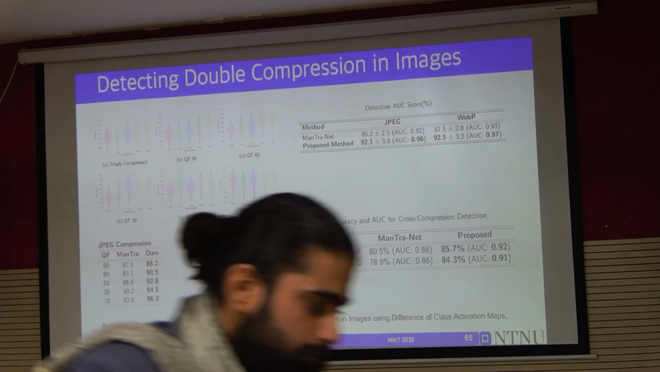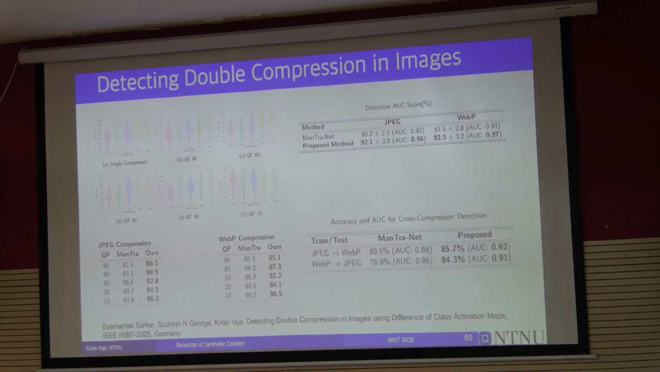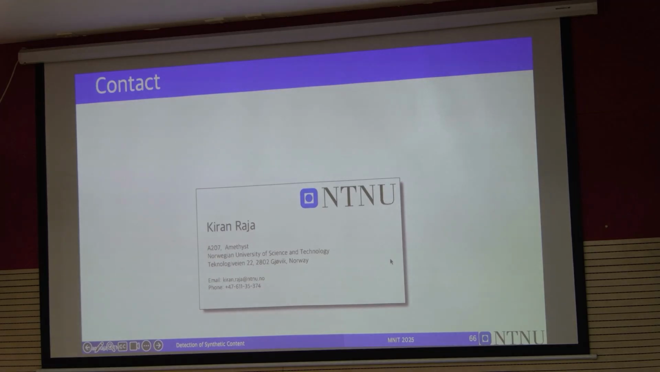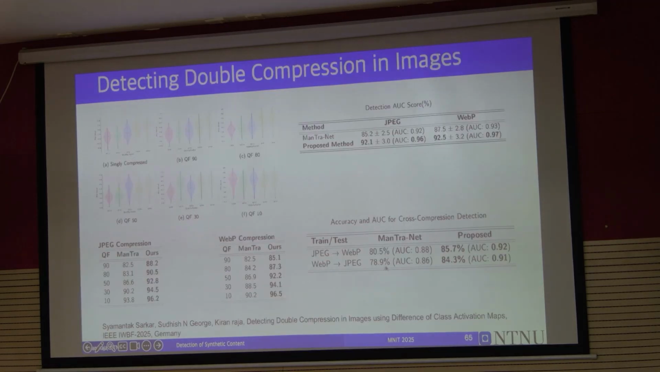Then also, to see how much it can vary across different generalization schemes: if I train the system on one kind of images, JPEG images, and I want to test it on a different kind of images, how does it scale? Does it scale or does it fail? In this case we see that MantraNet is doing quite well, which is around 80%. And in our case, we see that it goes to around 85%.